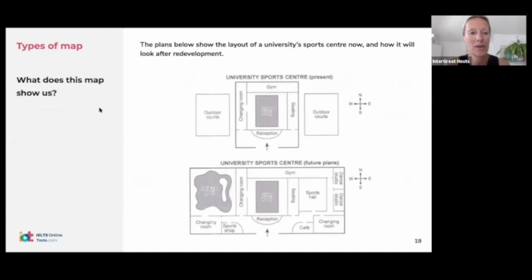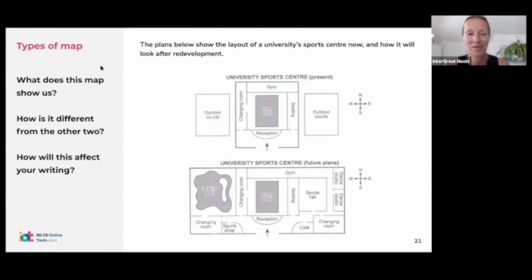And then we have another one here. So I've done this one before as well, actually. I don't know if anyone's done this. How is this one different from the other two? Future, yeah. So we've got the present and the future. How will this affect your writing? Yeah, present and future can be difficult, yes. So future tense, yeah. So you need to look at future tenses. And there are quite a few future tenses you can use. So in some ways, this type is a little bit more difficult, I would say.